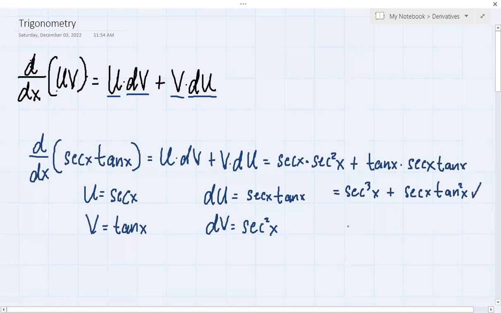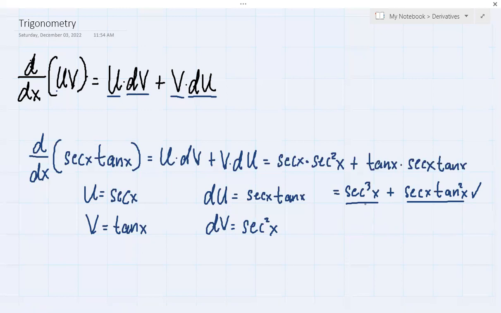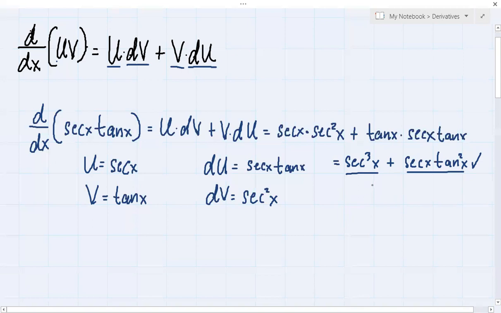Or actually, pwede pa natin itong i-simplify pa. We can actually simplify this. The first term and the second term, yung first term natin kasi, di ba, secant cubed of x. Then sa second term, we have secant x times the square of tangent x. Both of them are divisible by secant x. At yan yung greatest common factor nila.